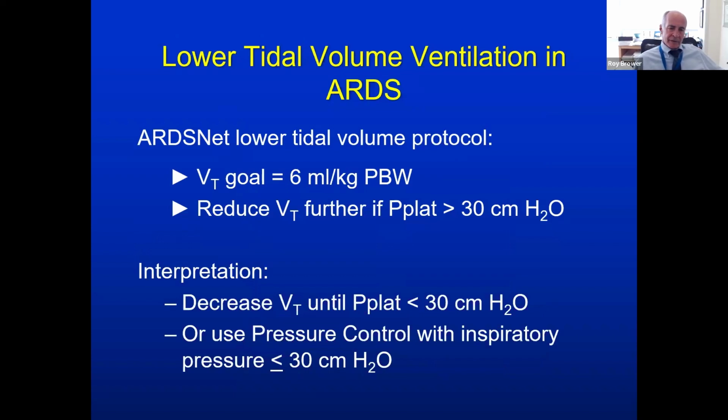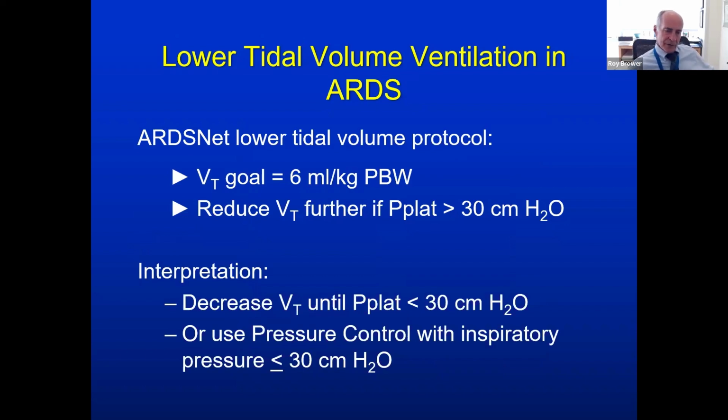Tidal volume goal is 6 milliliters per kilogram predicted body weight. We measure plateau pressures, the pressure in the airways when a breath of air is delivered and held in for half a second or a second. If the plateau pressure exceeds 30, we reduce the tidal volume further if it's being tolerated.